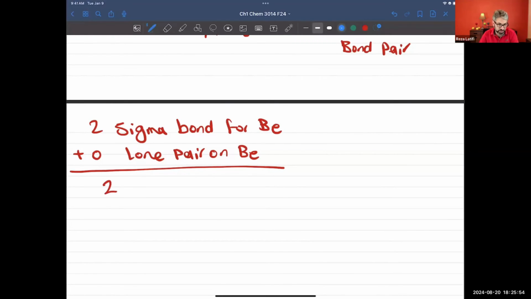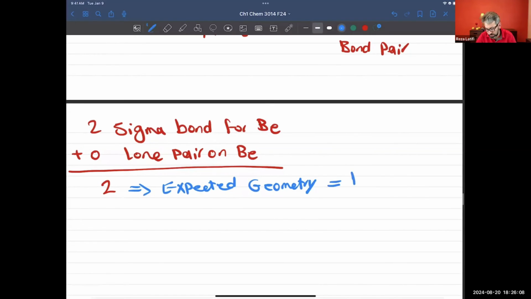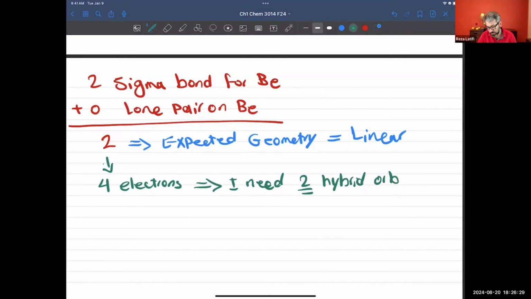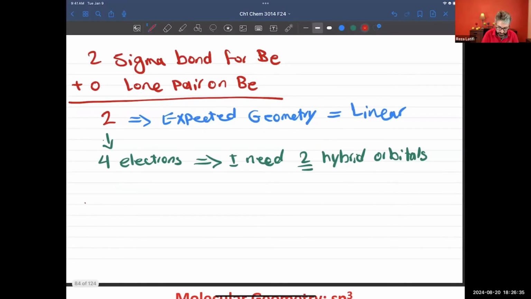So what's going to be the geometry? Expected geometry: when you have two pairs, it will be linear. And I have two pairs. That means I have 4 electrons, so I need 2 hybrid orbitals to accommodate those 4 electrons. Let's start with 2. Here we go, 2.